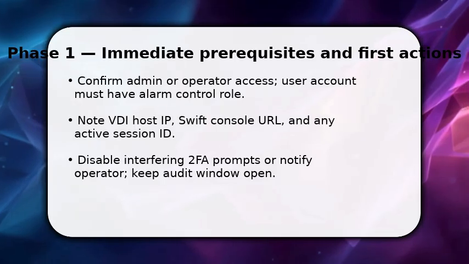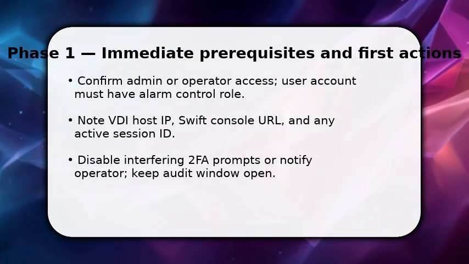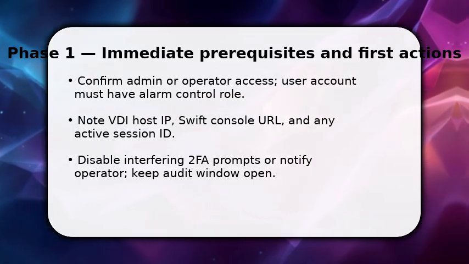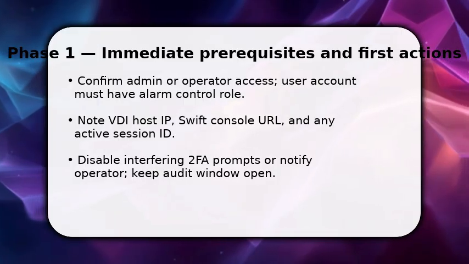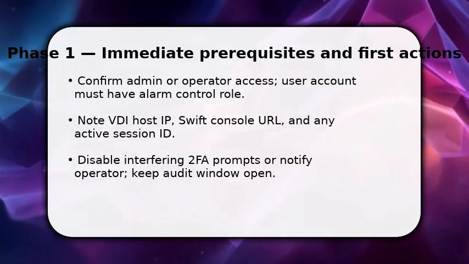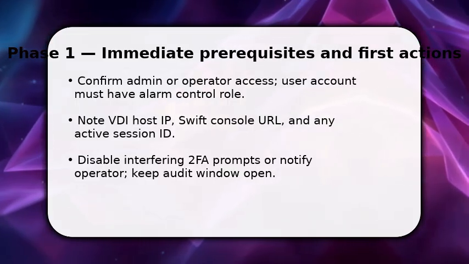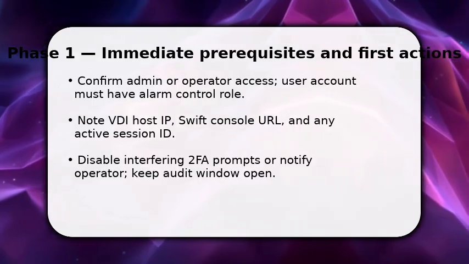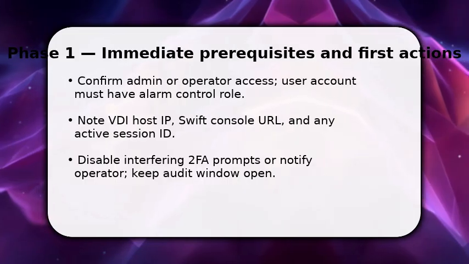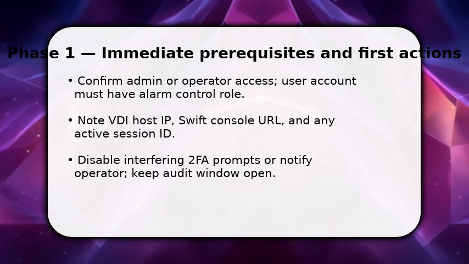Enjoy the video. You begin by confirming you have admin or operator access on the Swift VDI. This is essential because deactivation requires privilege. Once done, log into the Swift Management Console with your credentials and navigate to the host list. Make sure you note the VDI host IP and the active session ID. Those identify the alarm source. If two-factor prompts interfere, pause them or notify the operator so you can proceed without unexpected blocks.